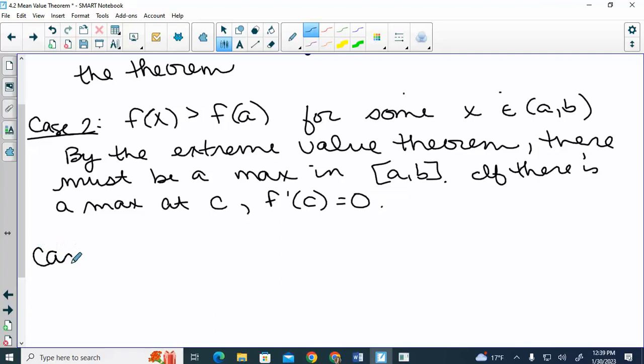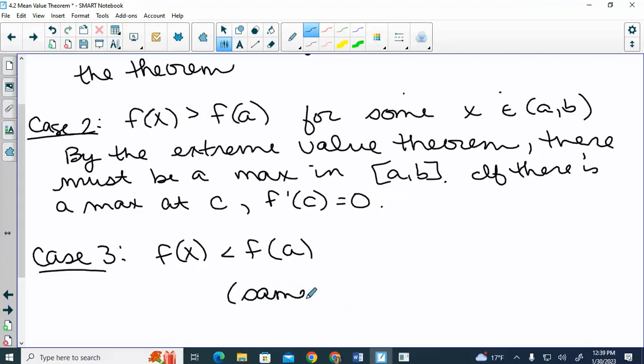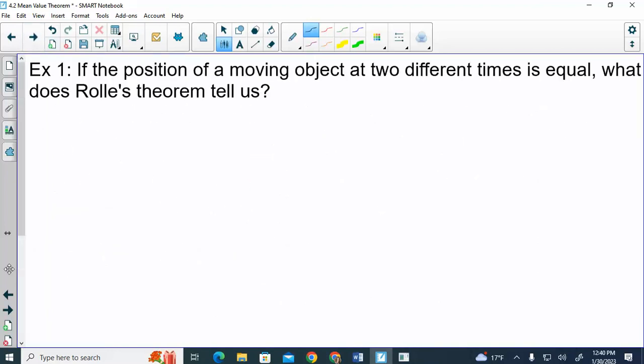Case 3 would be when your function is lower than the starting point at some point, and that would be the same as case 2. So you would work it out by the extreme value theorem. That means there's a minimum between a and b, and we know if there's a minimum, the derivative is 0. So it works. So that's just a rough idea of what a mathematical proof might look like. We took into account the 3 possible cases. It's always the same. It went up somewhere, it went down somewhere. No matter what, the derivative has to be 0.